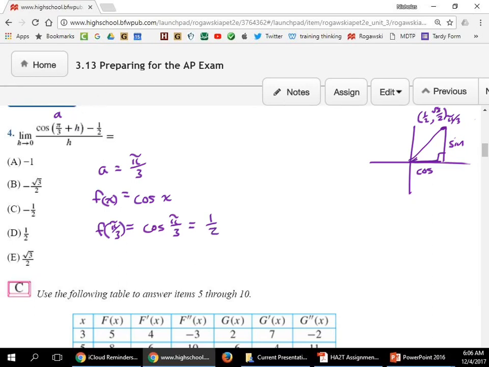Oh my goodness. All right, so now what are we looking for? We're looking for f prime of pi over 3. So we need to find f prime. No problem. We get f prime of x equals negative sine x. And so we just got to plug in pi over 3 to that.